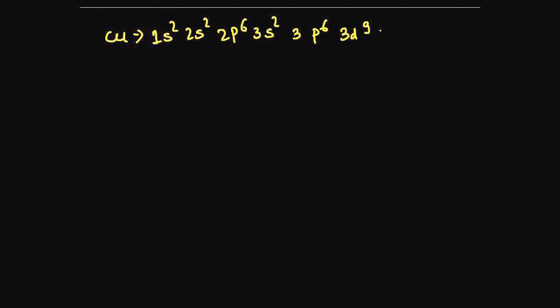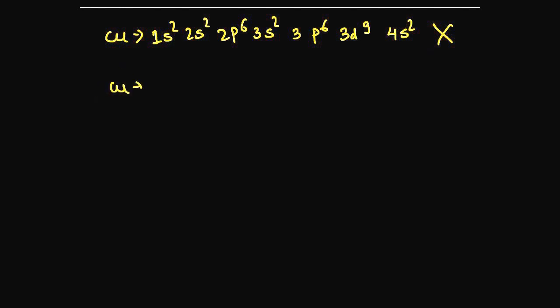In copper too, if it had followed the trend, the electron configuration of copper would have been this: 1s2, 2s2, 2p6, 3s2, 3p6, 3d9, and 4s2. But this is incorrect.